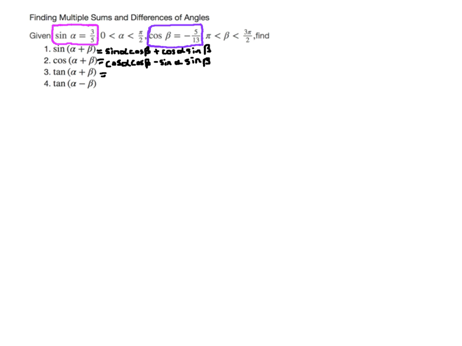Tangent of alpha plus beta is tangent alpha plus tangent beta divided by 1 minus tangent alpha tangent beta. And then this last one, tangent of alpha minus beta, is tangent alpha minus tangent beta divided by 1 plus tangent alpha tangent beta.